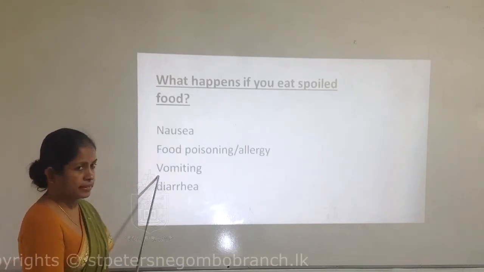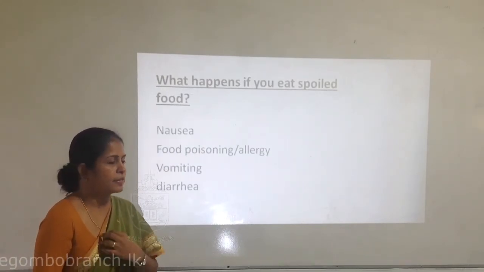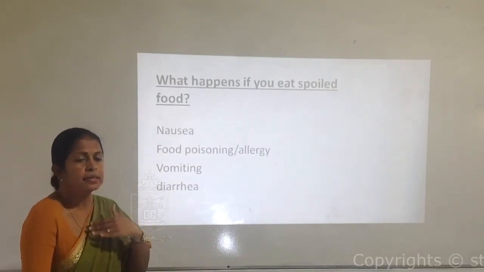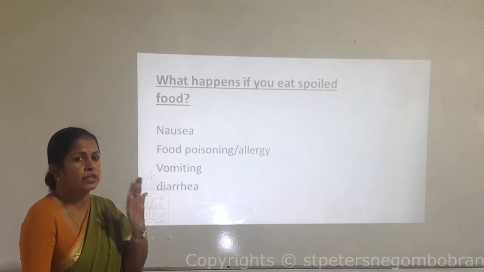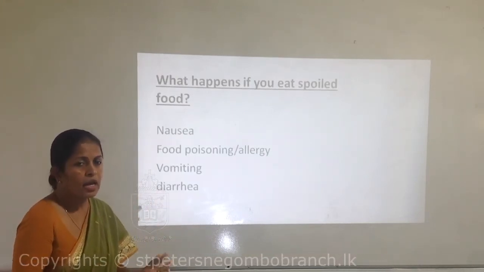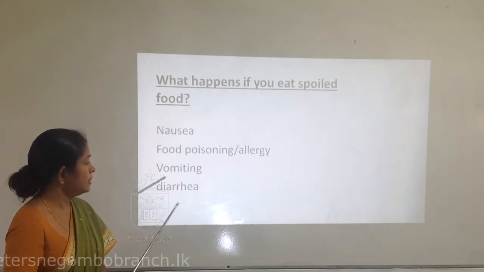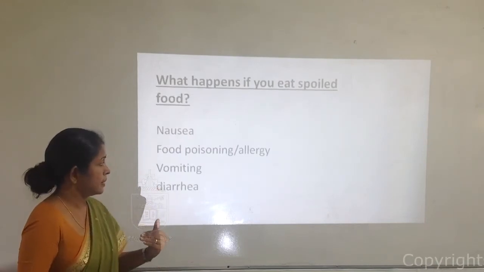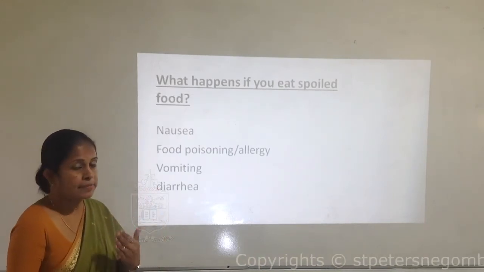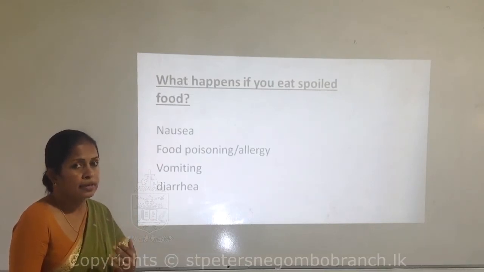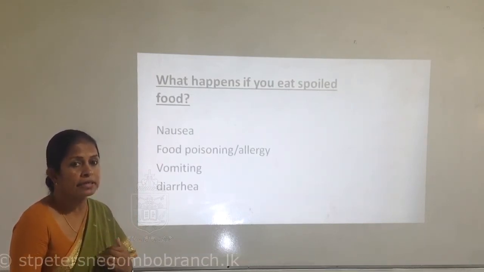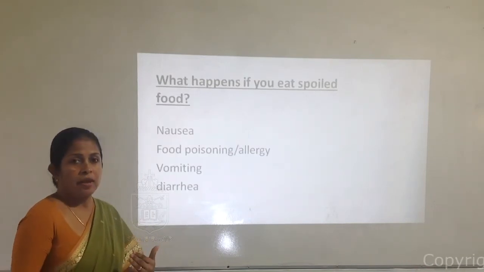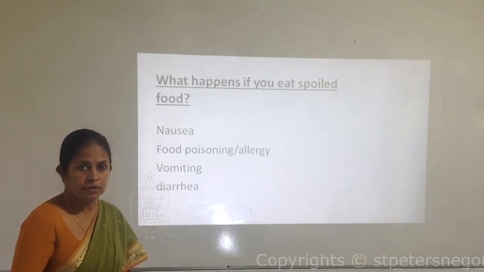And vomiting. The next thing is we start to vomit. What we eat, the spoiled thing, the body rejects it and we vomit. We start to vomit, pushing it, putting everything out. And diarrhea. Last is diarrhea. So all these things are the symptoms to show that the food we have taken is not good. Because of these things, we have to be very careful with our food.